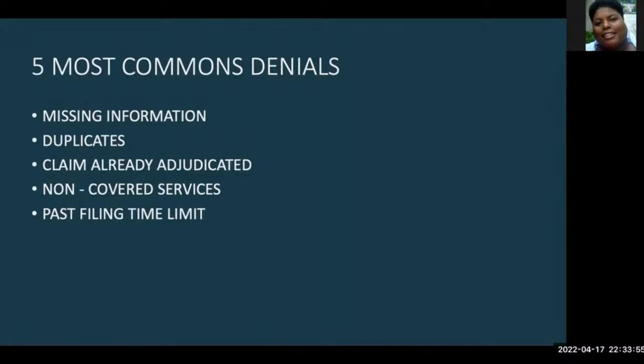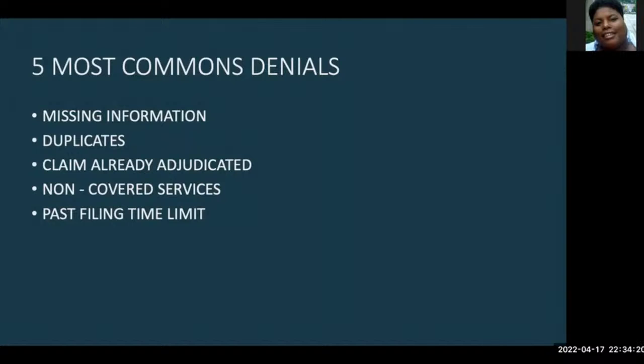So that's something to also take into consideration. You should always try to find out exactly what the missing information is before you try to submit the information or guesstimate what the missing information is. Sometimes it'll tell you, sometimes it won't. So it's always better to check. The next one is duplicate claims.